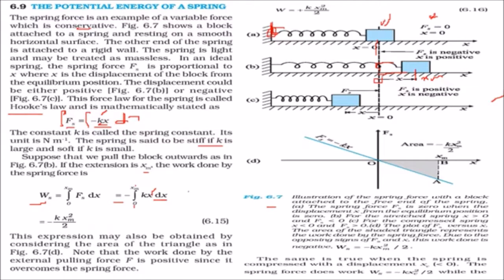This expression can also be obtained by considering the area of a triangle. If this is the Fs versus x distribution, the area of the triangle is half into base into altitude. This is the base, this is the altitude, and you will get the same value. The work done by the external force in pulling is positive because you are trying to overcome the spring force.